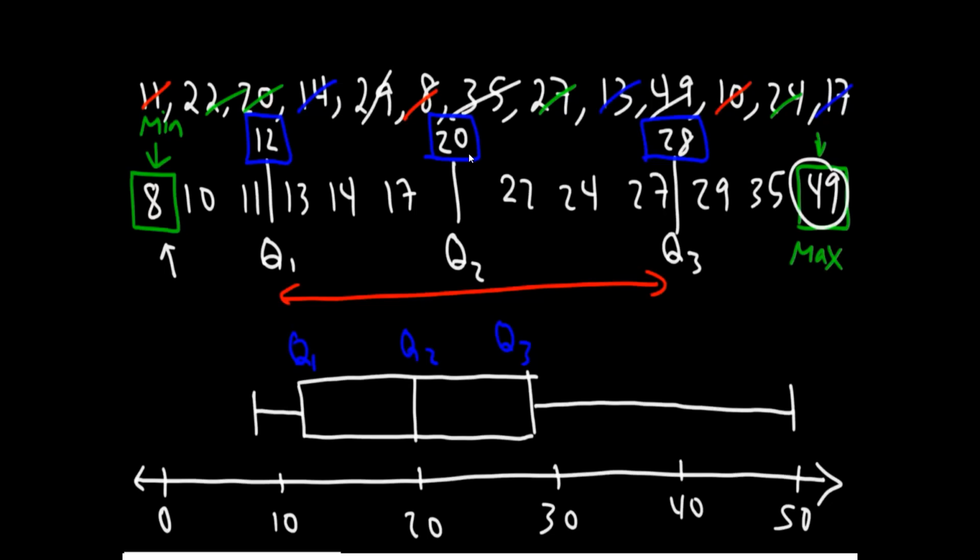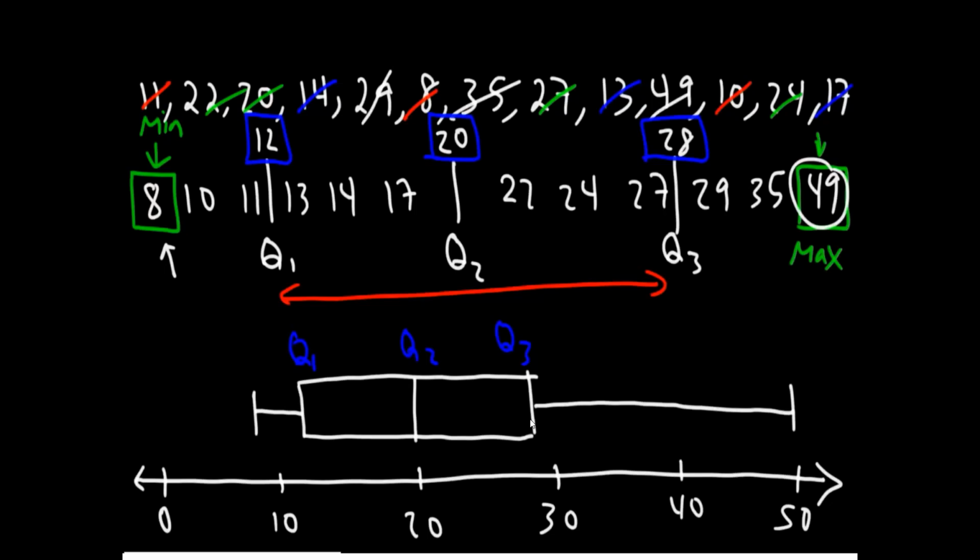And I'm going to do the same thing with the data to the left or lower than my median, which is going to be from the number 8 to 20. And that's going to be a median of 12. So I'm basically breaking up my data into basically three sets. And then I just draw a box around those vertical lines.